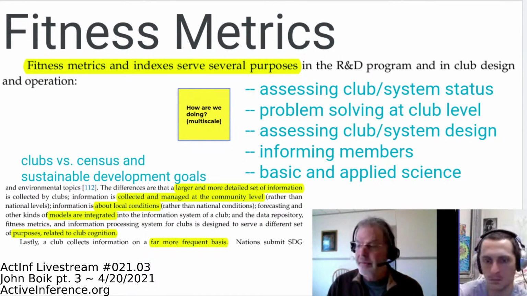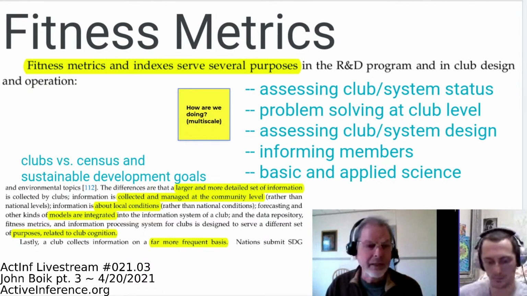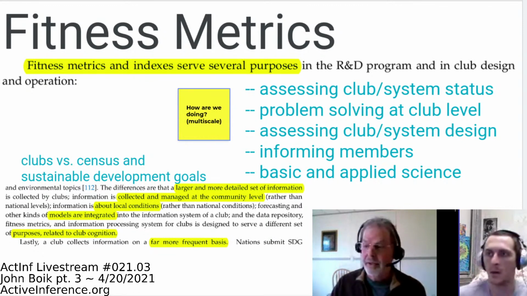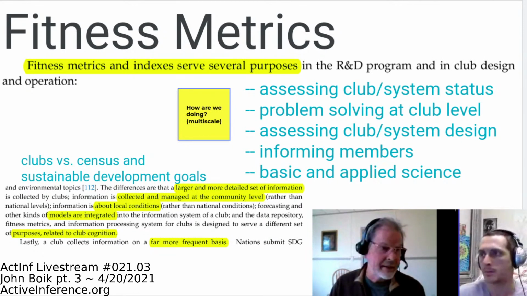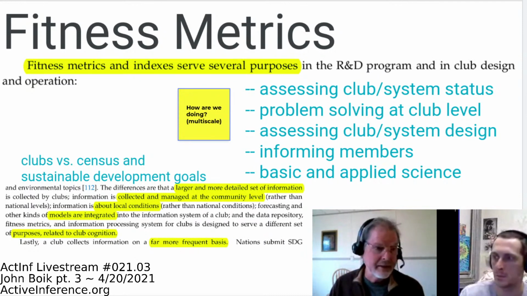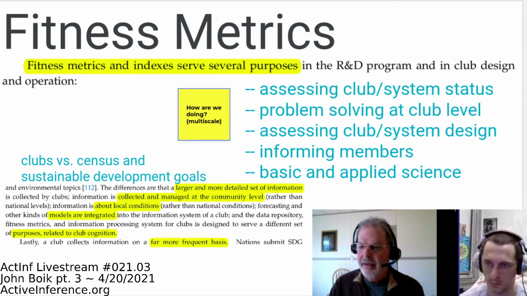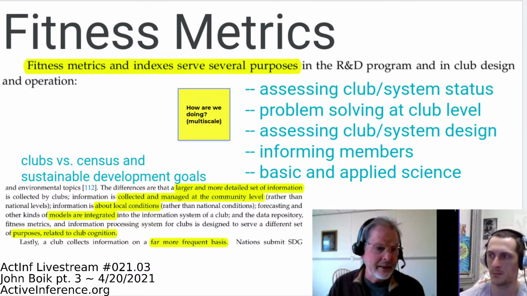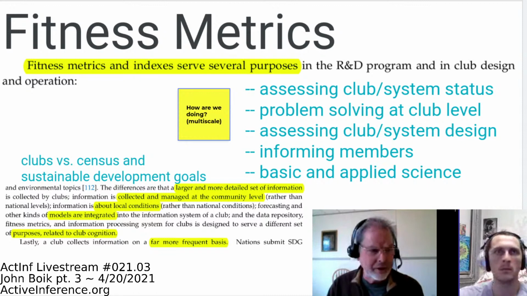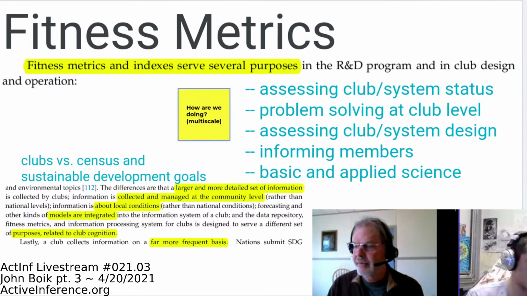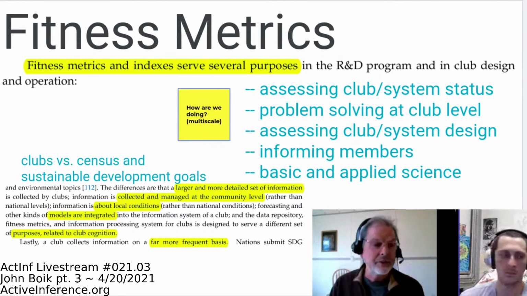Obviously the club is designed to serve a different set of purposes, in particular purposes related to community cognition, societal cognition. Lastly, clubs would collect information on a far more frequent basis. Some survey questions are asked every few years, sometimes every year, sometimes every 5 years. And the SDGs, I think, are collected mostly on an annual basis. Here, some data would be gathered minute to minute, hour to hour, or day to day. So there would be a far richer and higher quality data set that communities would generate.